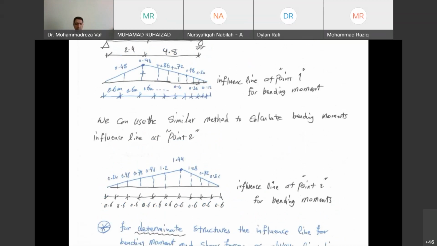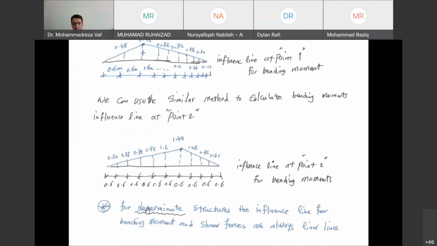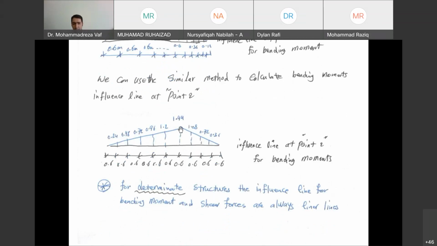Regardless of whether you are drawing the influence line for bending moment, shear force or support reaction, you always have a linear increase or linear decrease. The line is linear, we don't have a curve. But if you have an indeterminate structure, then you don't have linear changes. It follows a non-linear curve, which will be explained later on. So our calculation so far is for determinate structures, and the curves that we have obtained are always linear, for the shear force influence line, bending moment influence line, and support reactions influence line.